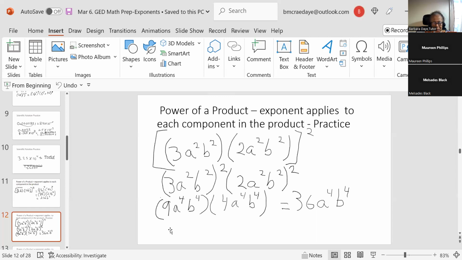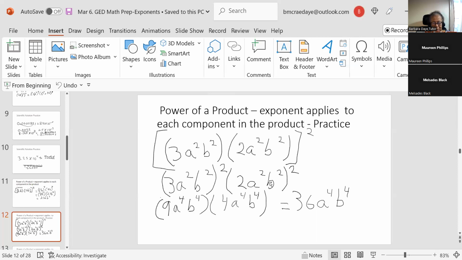3 to the second power is 9. Second power gives us the 9, right? And then a to the second, to the second power, gives us a to the 4. b to the second power gave us b to the 4.